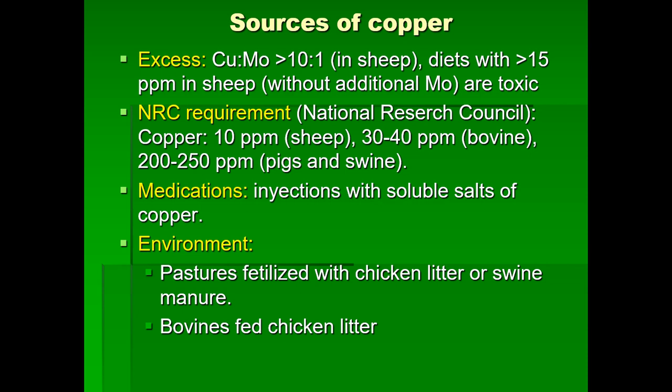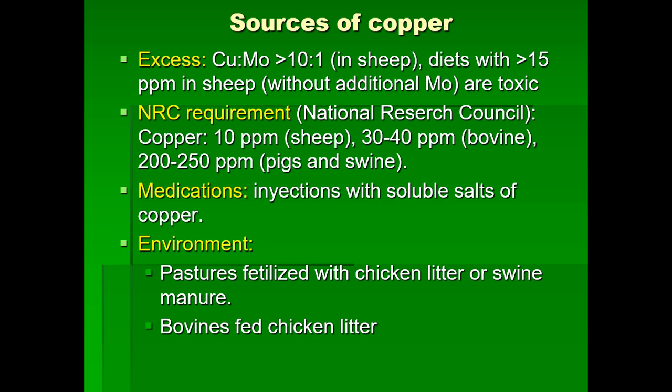And the same can be said for bovines. If they're fed chicken or swine diets that contain levels of up to 200 to 250 parts per million, they will also get chronic copper toxicity.